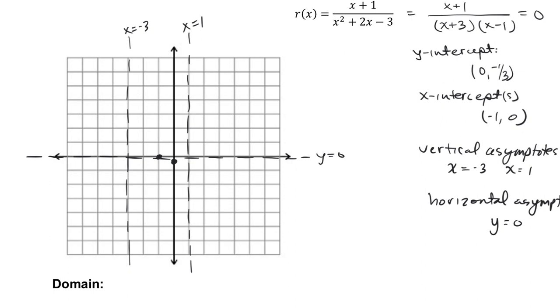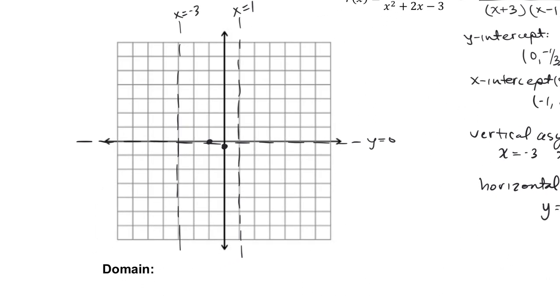So there's our horizontal asymptote. Okay, so we're going to plot some points. Now I'm going to start here on the left. We need to plot some points to the left of negative 3. So let's do x equals negative 4, even negative 5.